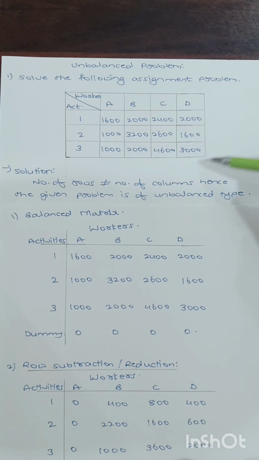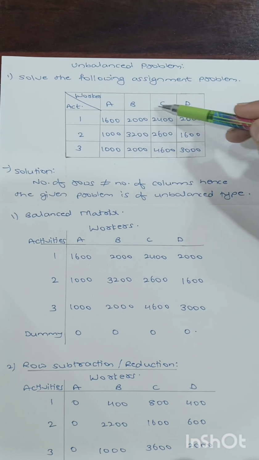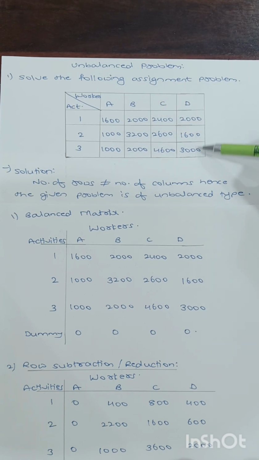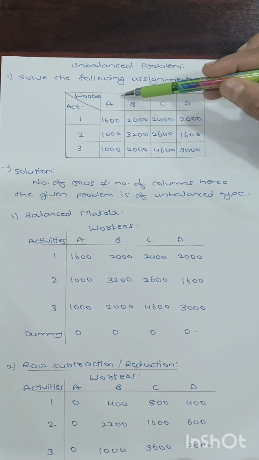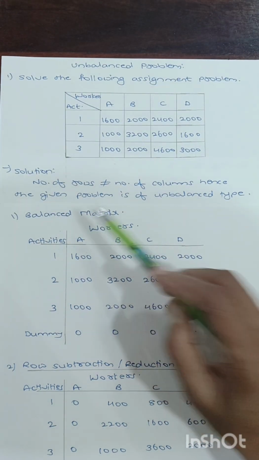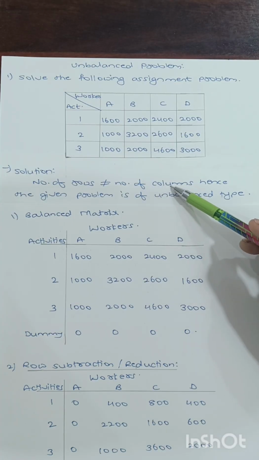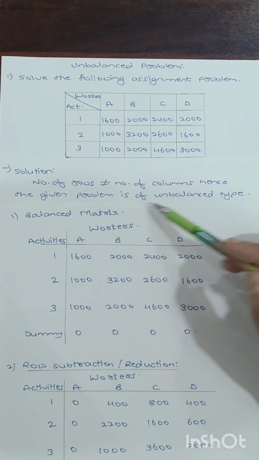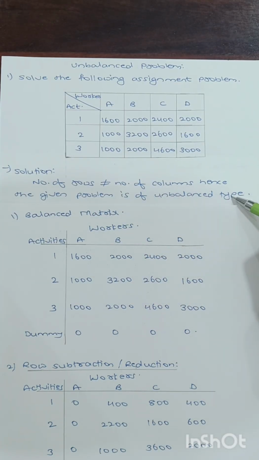As we all know, in this given assignment problem, first of all, we have to check for number of rows and number of columns. In this given example, there are 3 rows, 1, 2 and 3, and there are 4 columns, A, B, C and D. As number of rows is not equal to number of columns, hence this given problem is of unbalanced type.